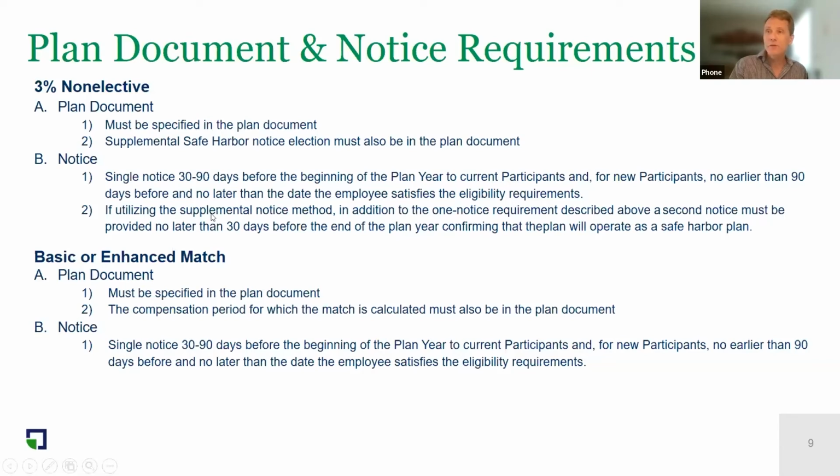If you're using the supplemental notice method, which we call the two notice method, one notice is sent before the beginning of the plan year, just like it is up here. But then a second notice is provided no later than 30 days before the end of the plan year, in which you commit to the safe harbor provision. If you do not provide this notice, then under most circumstances, your plan will not have a safe harbor provision for that plan year, okay?